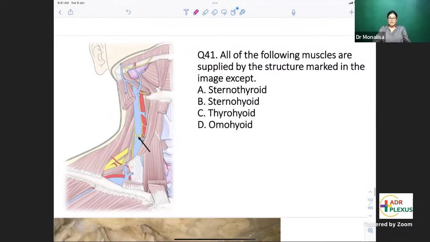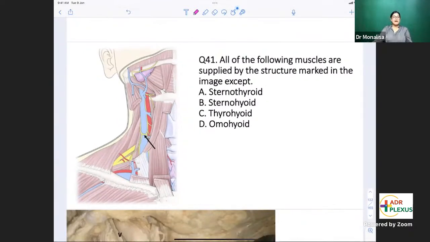All of the following muscles are supplied by the arrow marked structure, except which of the following muscles is not getting innervation from the arrow marked structure? What is this and what is not getting the innervation? So I'm taking a look. Many of the aspirants have definitely given the right answer.